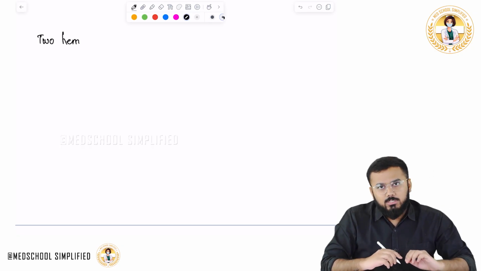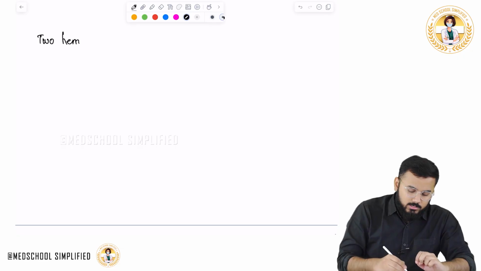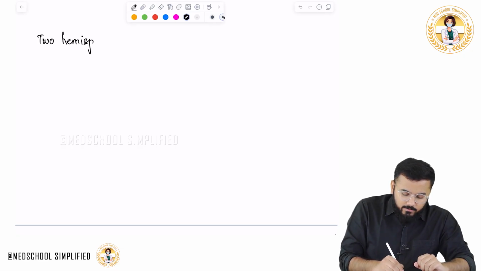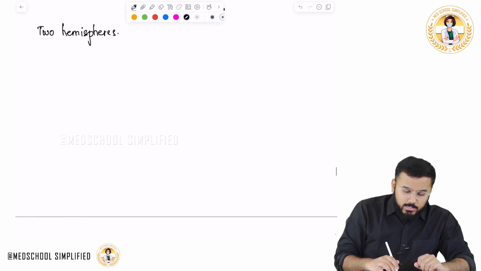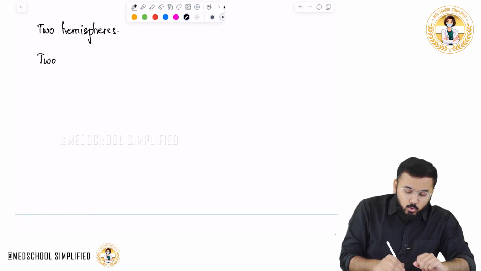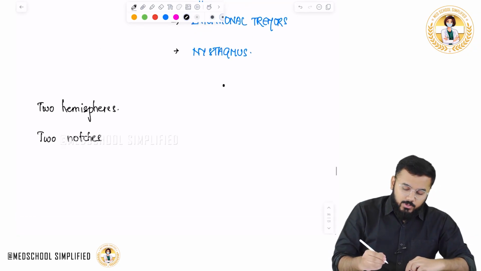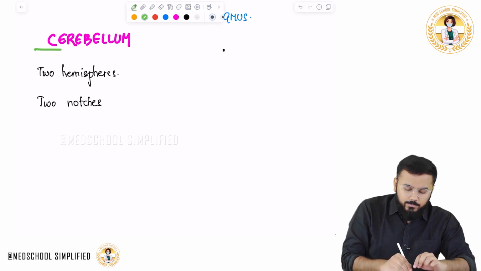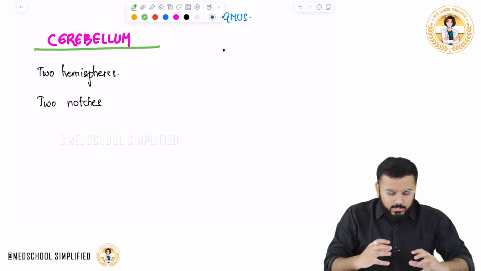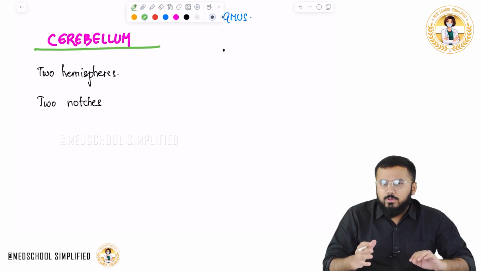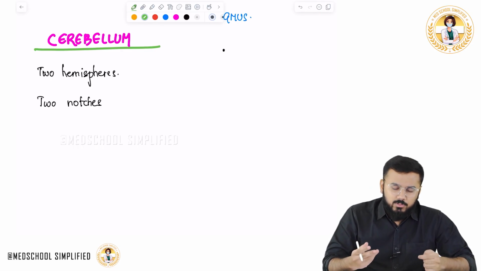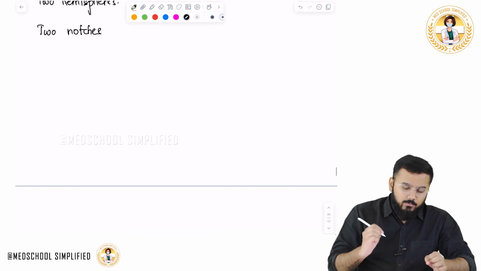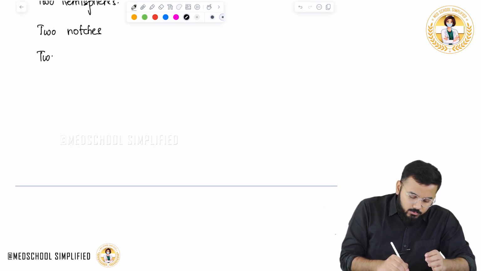First of all, let me write down the questions, and in the meanwhile you frame the answers within yourself. What are the two hemispheres we have got? Second important thing, what are the two notches of the cerebellum? We are discussing right now the summary of the entire cerebellum. Within the cerebellum, how many hemispheres do we have? We have the right cerebellar hemisphere and the left cerebellar hemisphere, right? In the same way, what are the two notches we have got? Next, what are the two surfaces we have got?